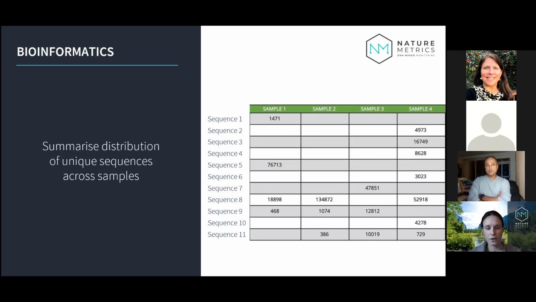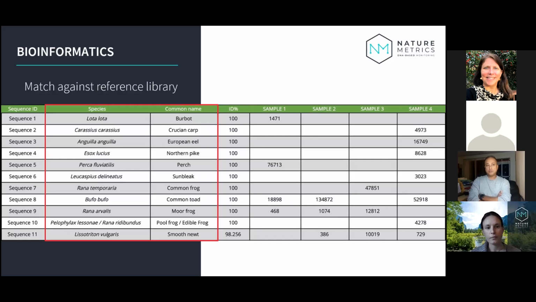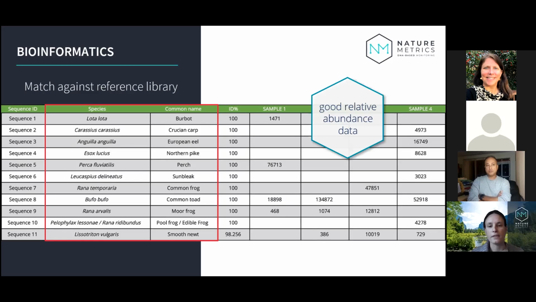Then it takes each of those sequences and compares it against a reference library of known species to identify it. So we end up with something that basically looks like a species by sample table. The numbers in each of your cells tell you how many copies of the sequence you have for that species in that sample. What we find is that, especially for species that are giving off eDNA in a consistent way, like fish that are in the water continually shedding eDNA, these numbers give us a pretty good representation of the relative abundance of the different species.